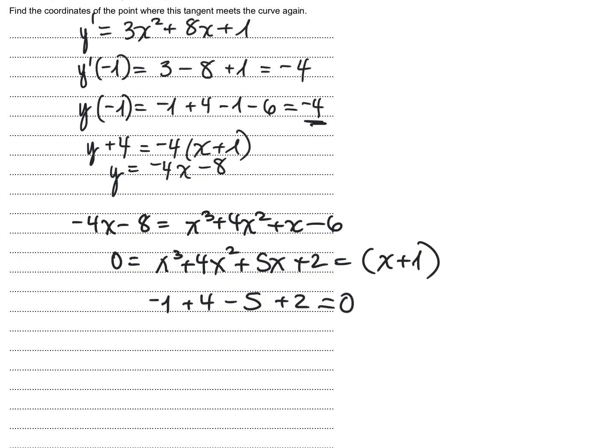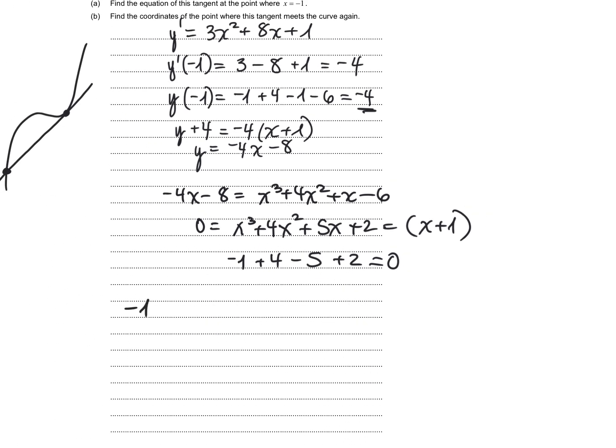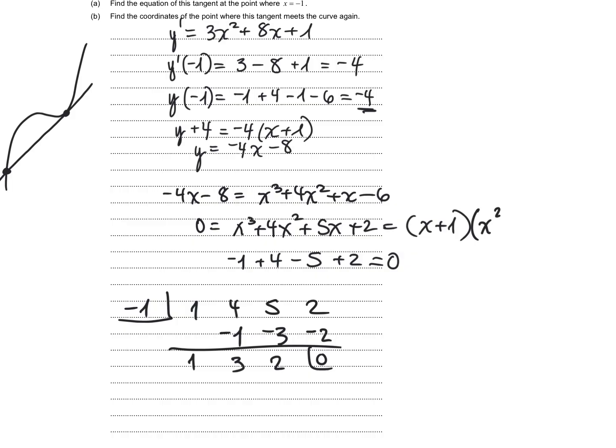That is a 0. And then we need to divide that. So if we do -1, and we have 1, 4, 5, 2, so 1, -1, 3, -3, 2, -2, 0. This divides it, and this is the thing you have to multiply. That's what it divides.